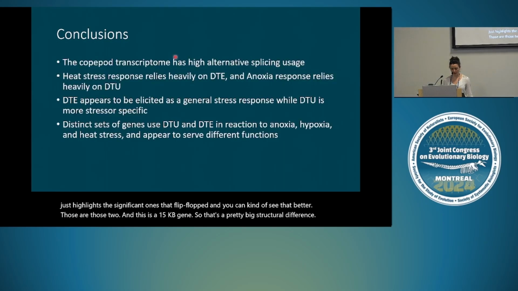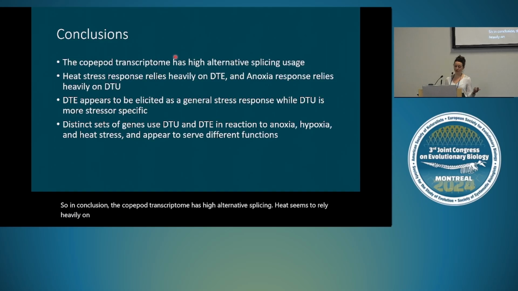So in conclusion, the copepod transcriptome has high alternative splicing. Heat seems to rely heavily on DTE, and anoxia seems to rely heavily on DTU. DTE appears to be more general, while DTU is a more stressor-specific response, and distinct sets of genes appear to be serving different functions.